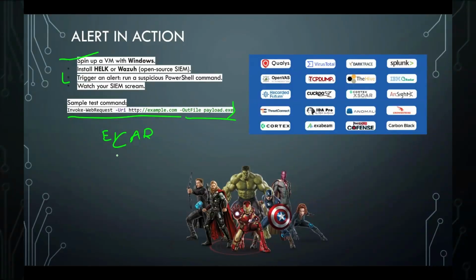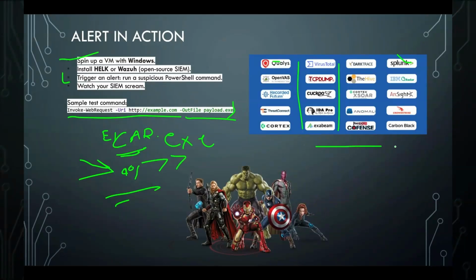The EICAR file is freely available, and you can download and execute it on your system. If you check the hash of this file, it shows a reputation of around 40 out of 77, so this is highly malicious. It is a dummy virus, but good for testing. Here are some other tools you can use for alert triage: Qualys, OpenVAS, Recorded Future, Cortex, Exabeam, VirusTotal, tcpdump, Darktrace, Splunk, QRadar, ArcSight, Carbon Black.